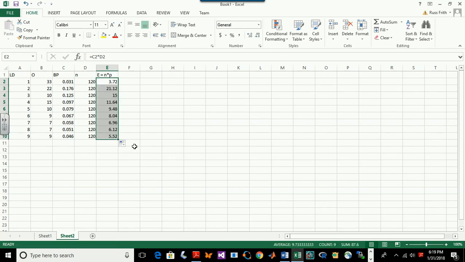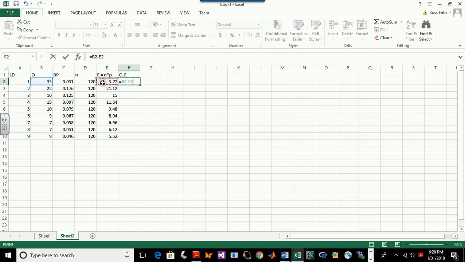Now we calculate our O minus E, just like we did with the other table. The only thing we did differently is we had to calculate the expected value. So O minus E would equal this value minus your expected value. And so that's 29.28. No, that's not right. That can't be right. Let me check again. This does not look right. 120, N times P. 120 times 0.31. Oh, no wonder. That should be 0.301. Sorry, I don't know decimals.